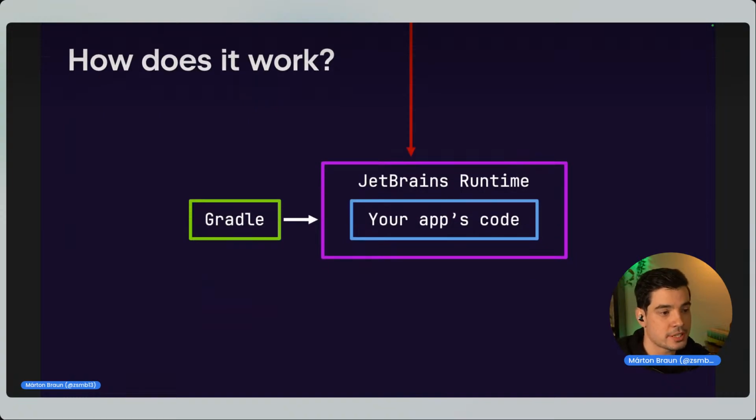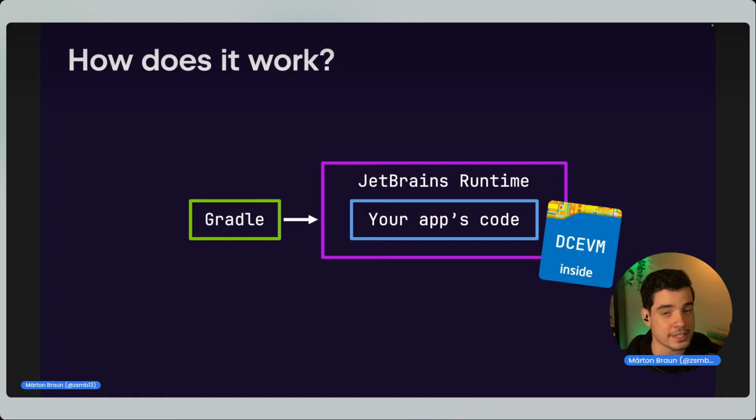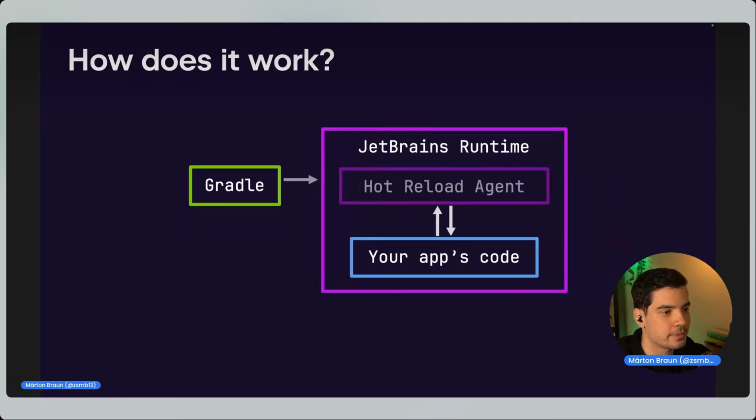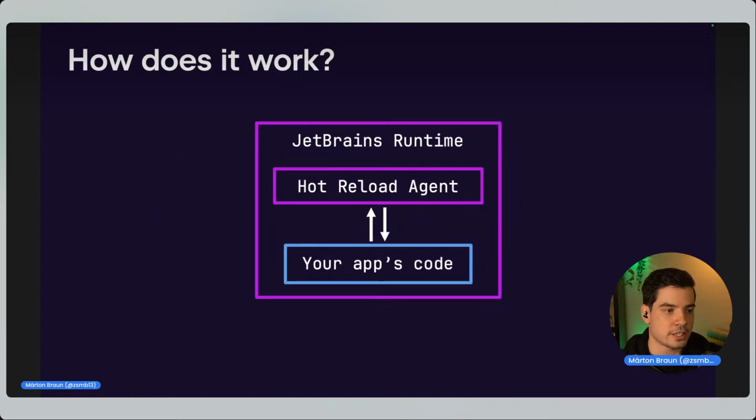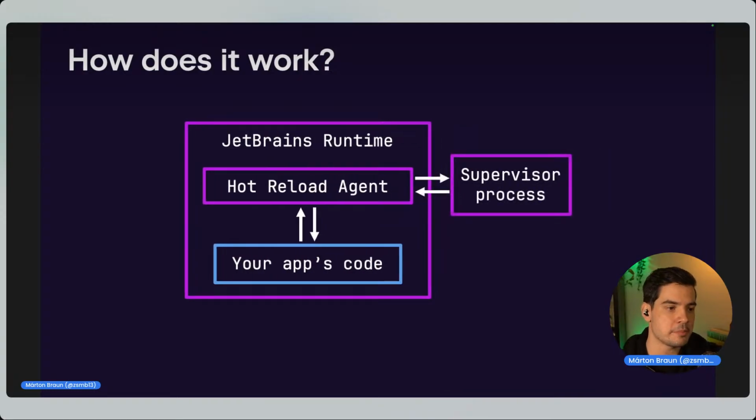So as I mentioned, we're using this runtime because it allows us to use something called DCEVM. And that's going to be the special technology that allows us to redefine classes at runtime as you make code changes and migrate your code from the old version to the new one. We also inject a Java agent into your process. So hot reload also has an agent that lives inside the same process as your actual application and can communicate with your app's code. Once we have this running, we need some other components as well. Namely, we will have a separate supervisor process for hot reload, which is kind of responsible for coordinating all of the different parts of the hot reload technology.